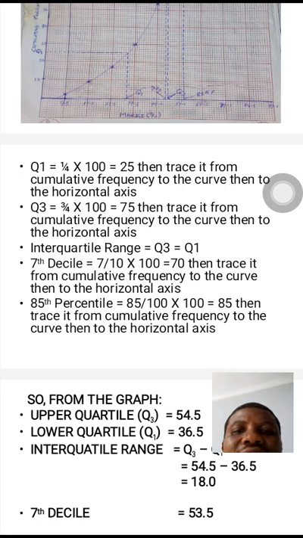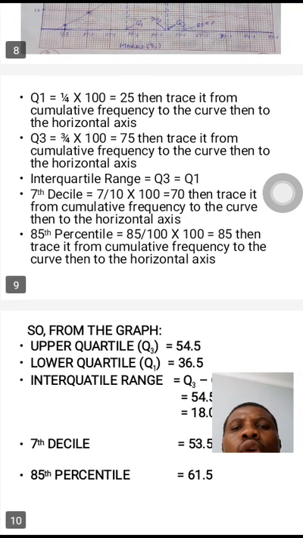Now, for the 7th decile, what we need to do is to first find 7 over 10 times 100, and that will give us 70. Then we trace from our cumulative frequency where we have 70, you draw a straight line to the curve, and from the curve down to the horizontal axis. That gives us the 7th decile.